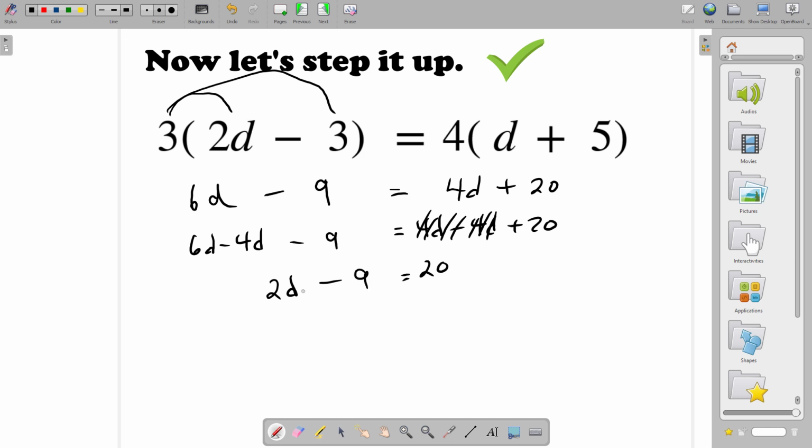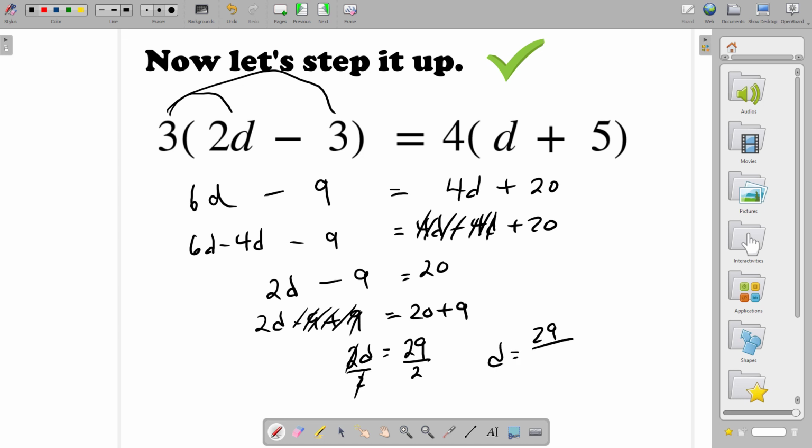Now I need to start pulling things away from the d term, so I'm going to first of all add 9 to both sides. This way the 9's add out to 0, and I'm left with 2d. 20 plus 9 is 29. Subtract 2, or I'm sorry, divide by 2. Divide by 2, the 2's divide out. I'm left with d equals 29 over 2.